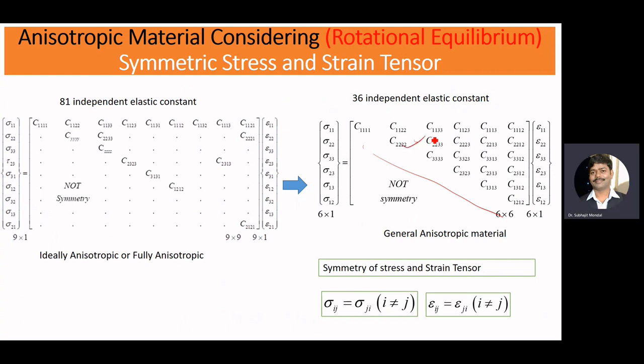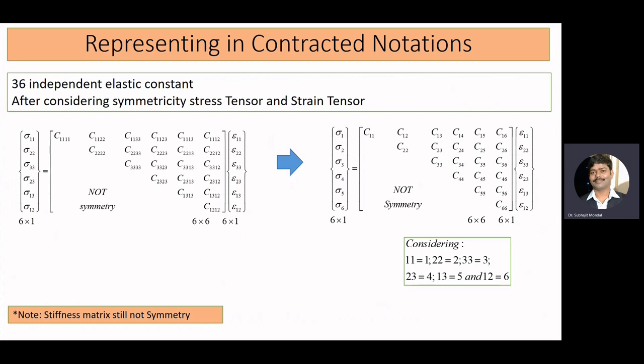One more thing here: you observe that our stiffness matrix is still not symmetric. Only our stress tensor and strain tensor are symmetric. So this is our 36 elastic constants, where only the stress tensor and strain tensor are symmetric.